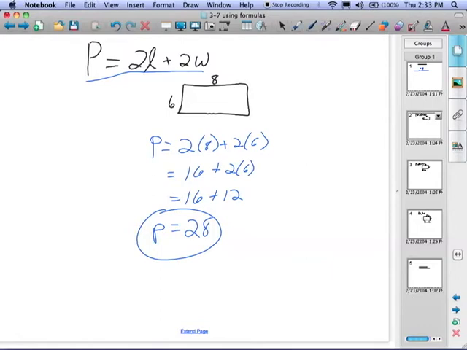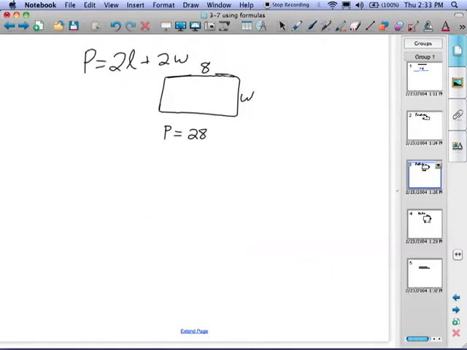But not all your problems are going to be this simple. What if you were given this as a problem? The formula is still P equals 2L plus 2W. The perimeter is twice the length plus twice the width. But now the information is different. Now you're given the length is 8. You're not told what the width is, but you're told what the perimeter is. Again, in the equation P equals 2L plus 2W, there are three pieces of information, P, L, and W. If you're given two of them, you can find the third.